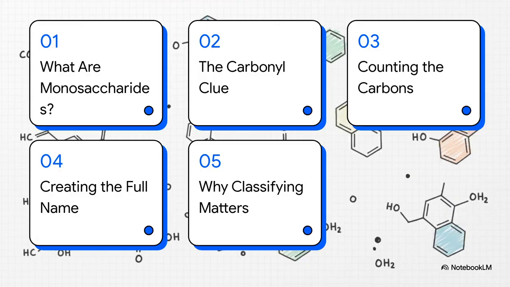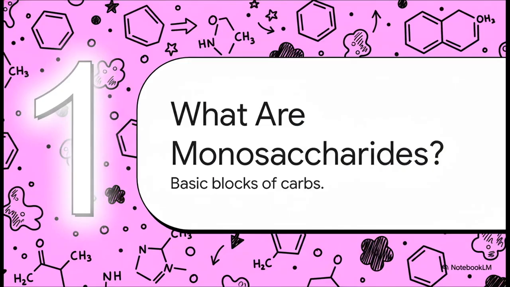So here's our game plan. First, we'll nail down what monosaccharides actually are. Then we'll look at the two main ways scientists classify them. First, by looking for a special clue in their structure, and second, by just counting carbons. After that, we'll smash those two ideas together to create their full names. And finally, we'll talk about why any of this classification stuff really matters. All right, let's dive right in.